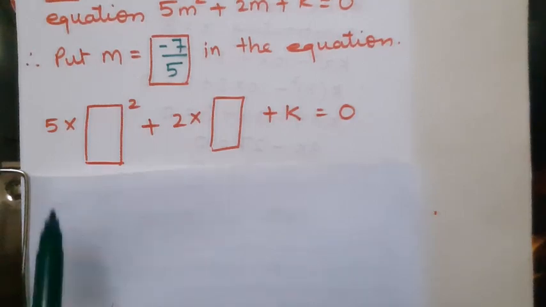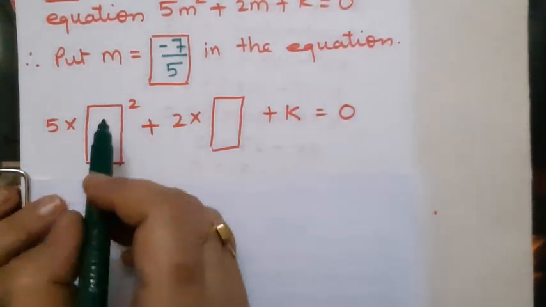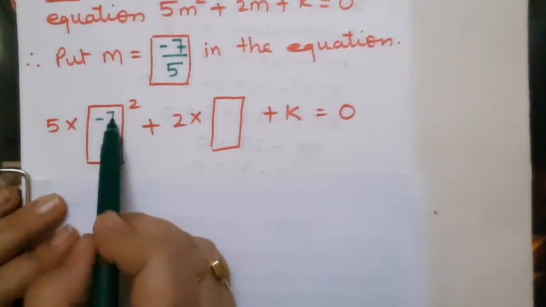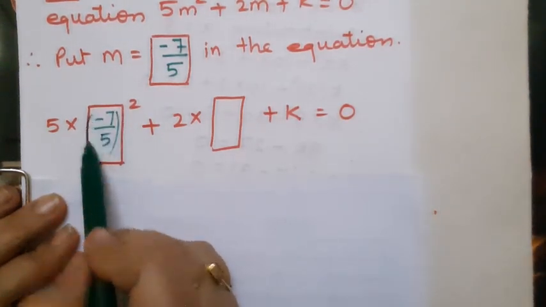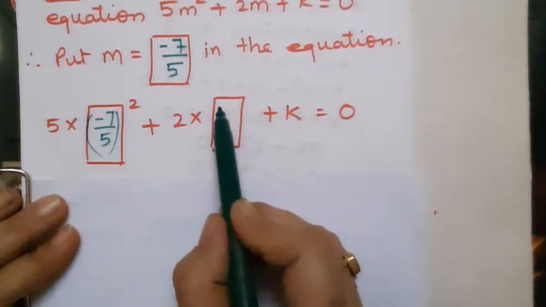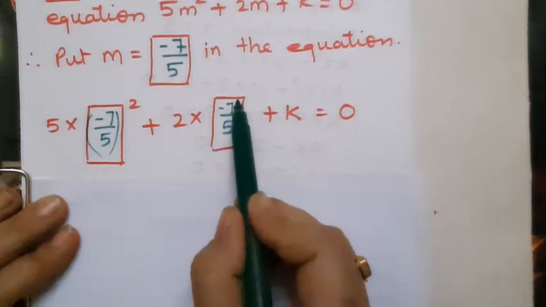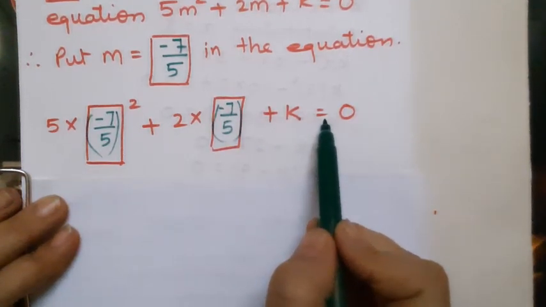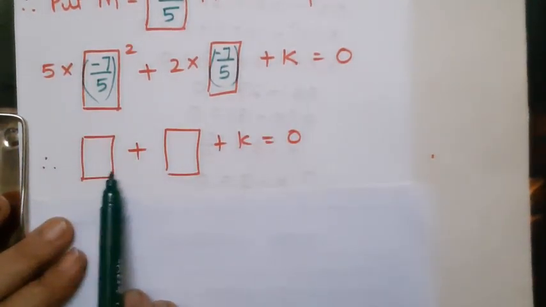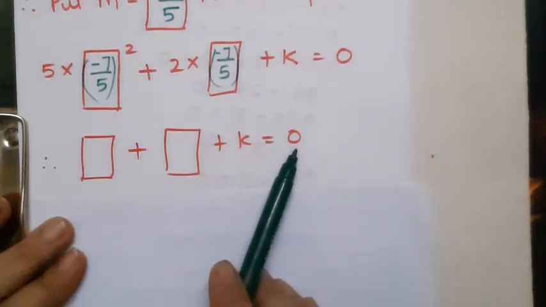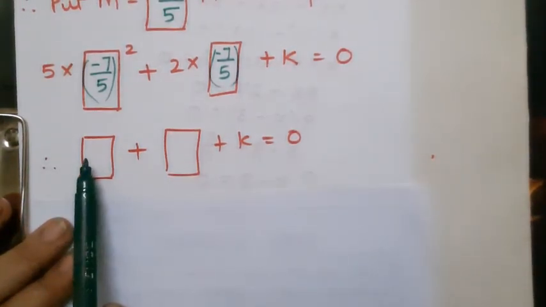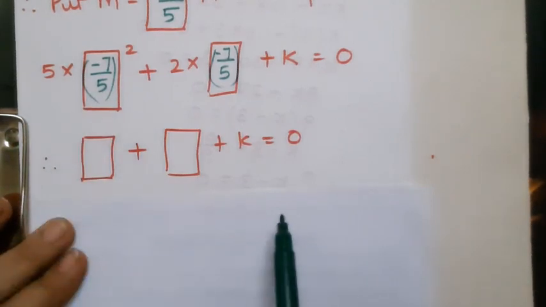What we get? 5 into box. Now in the box what we will write in place of m? We have to write its value, minus 7 upon 5 the whole square, plus 2 into, again in place of m we will write minus 7 upon 5, plus k is equal to 0. In the next step they have given box plus k is equal to 0. If you can directly get the answer for the box, fine. Otherwise you can do the solution in rough column.